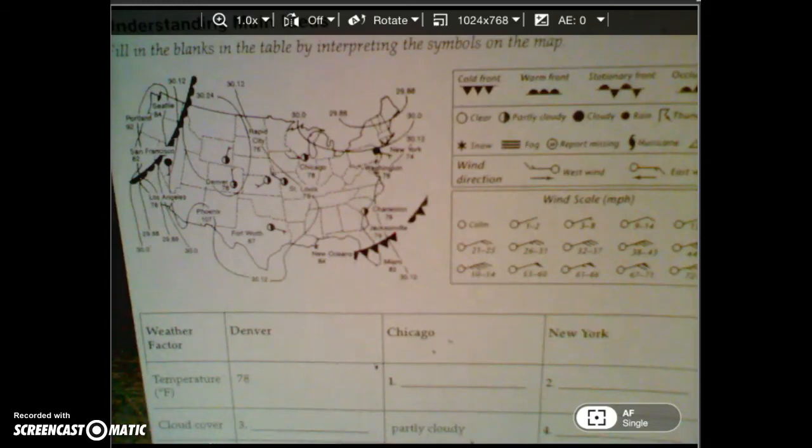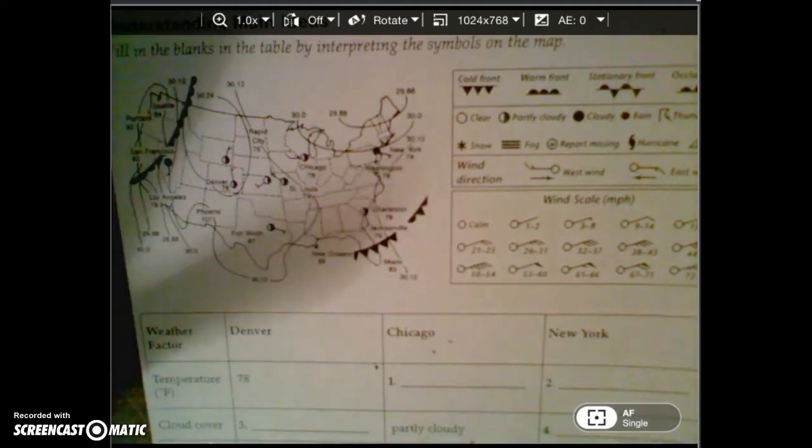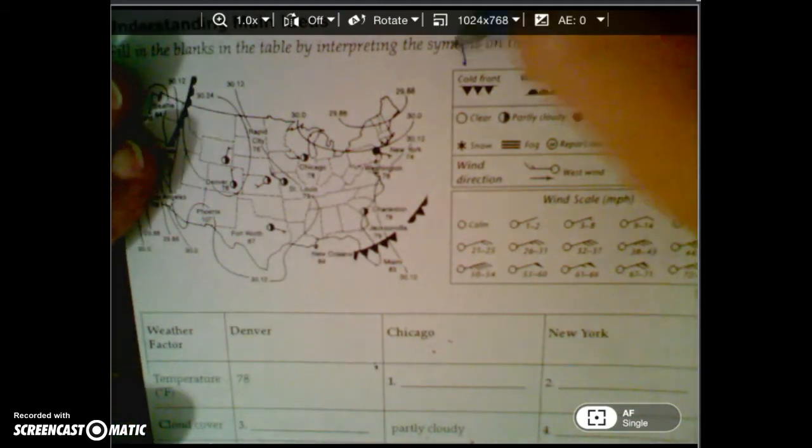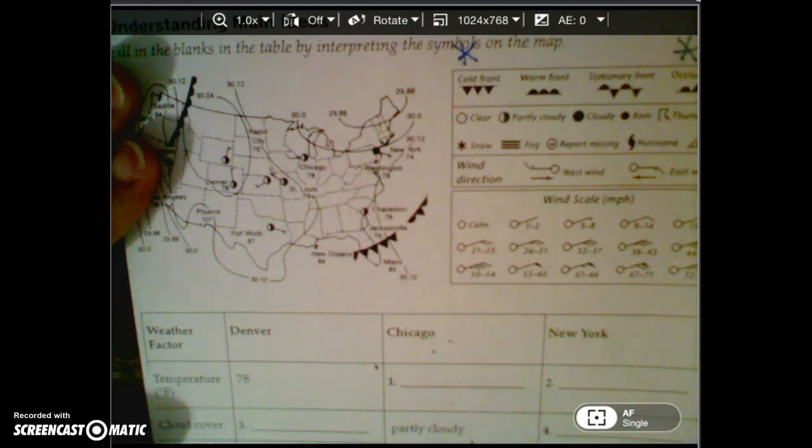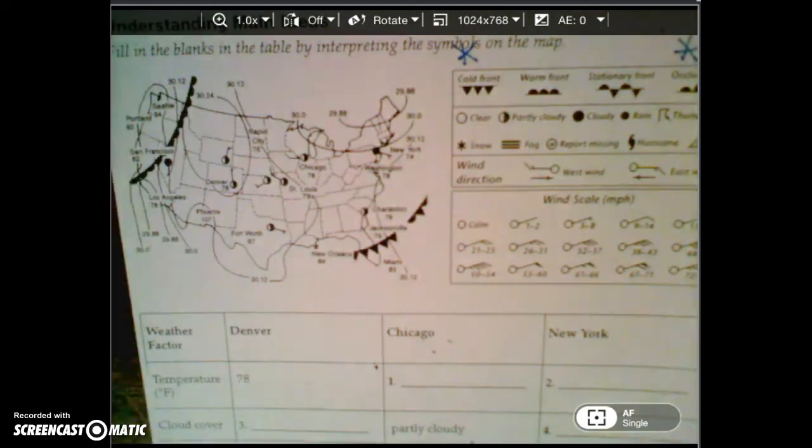Okay, guys, so we are looking at predicting the weather, understanding the main idea. What we're going to do is go through the first one so that you can understand what you're looking at, what you're looking for. As you see, this is a weather map. It has lots of symbols on here. If you need to know what a symbol stands for, look right over here, this helps you figure out what your symbols stand for.